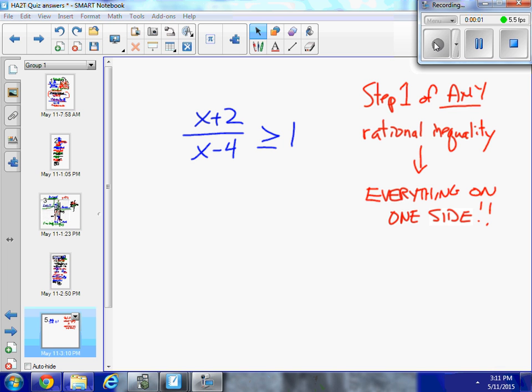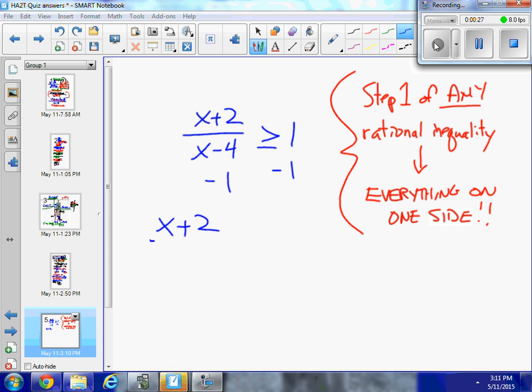So in this problem, I have to solve the rational inequality (x + 2)/(x - 4) is greater than or equal to 1. Step number 1 of any rational inequality: first, get everything onto one side. So, subtract 1 from both sides, and I get (x + 2)/(x - 4) minus 1 is greater than or equal to 0.